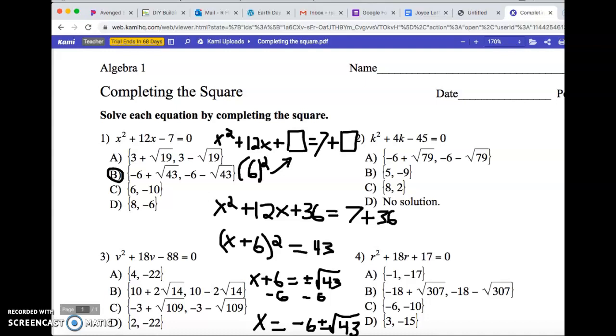All right, so let me walk you through number one here. First thing you want to do is that last term, the C term, as we call it. A term, B term, C term. This C term you add over to the right side and you create a space. So that's what I did here.